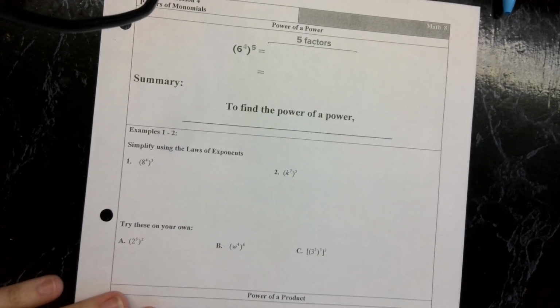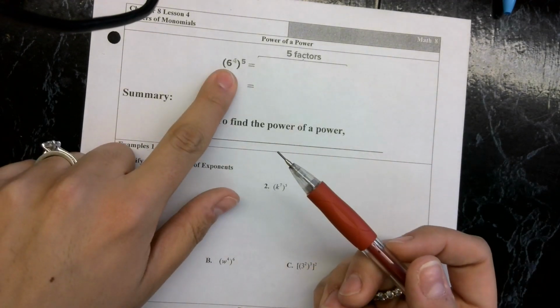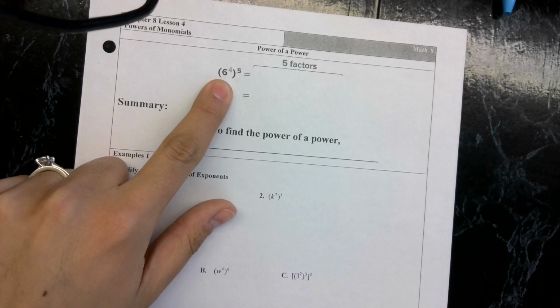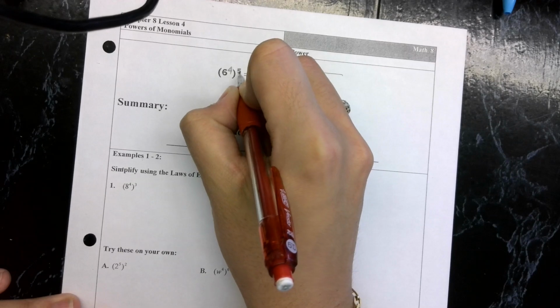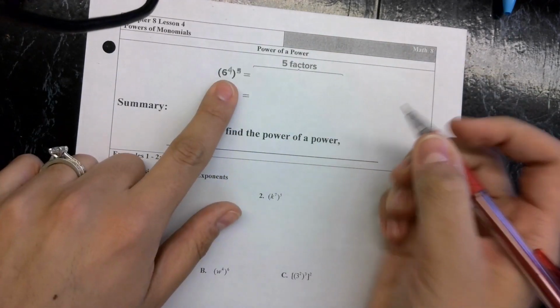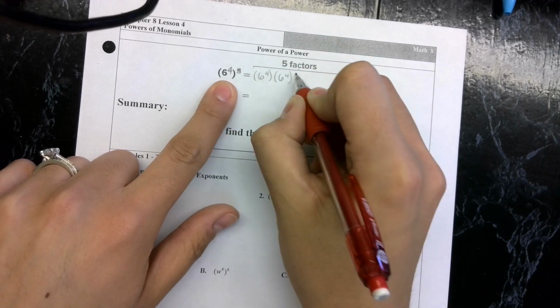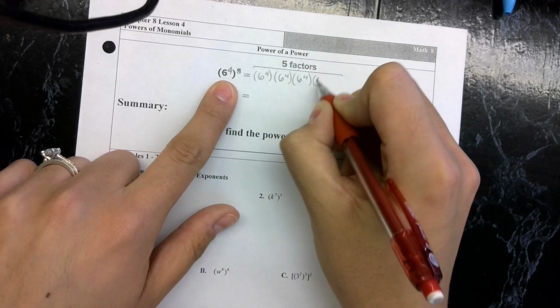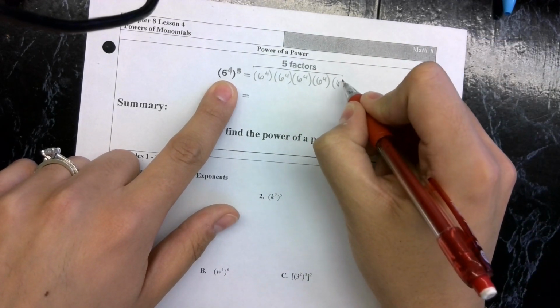There we go. Okay, so for the purpose of the notes, we're going to also expand just like we did on the warm-up. Here in the warm-up, we had 2 to the 3rd power raised to the 4th power. Here, it's a little blurry, but this is 6 to the 4th power being raised to the 5th power. So in other words, we have 5 groups of 6 to the 4th times 6 to the 4th times 6 to the 4th times 6 to the 4th. We have 5 groups of that. 1, 2, 3, 4, 5.